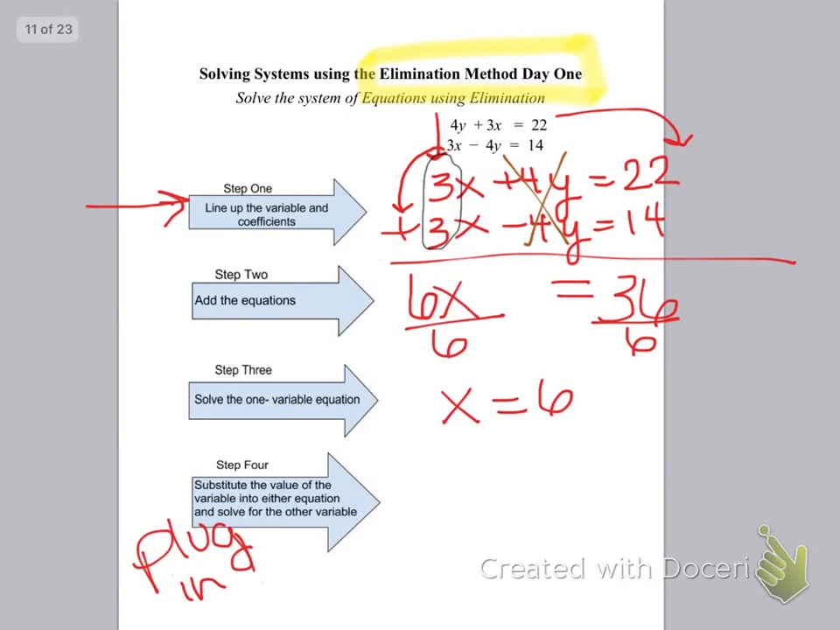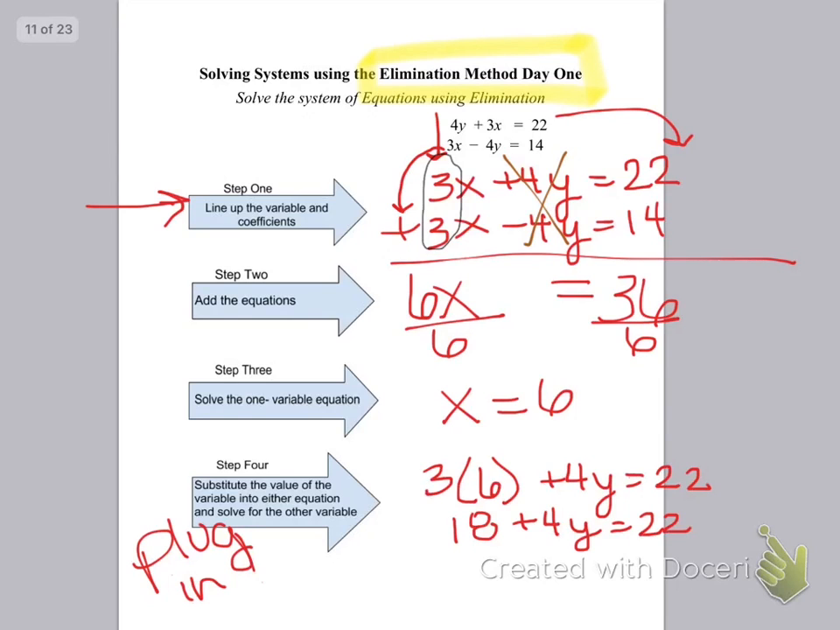I'm going to go back to either equation. It doesn't matter if you use the first one or the second one, but you're going to plug in 6 for x. So I'm going to use the first one. So I've got 3 times 6 plus 4y equals 22. Okay, so 3 times 6 gives me 18. So now I have 18 plus 4y equals 22. I got to solve for y, so subtract 18 on both sides. 4y equals 4. Divide by 4 on both sides.